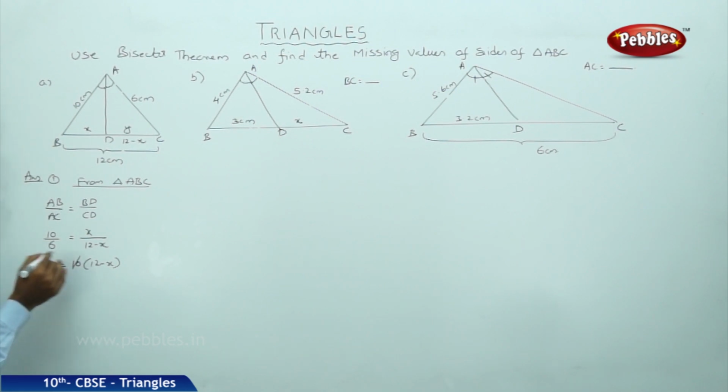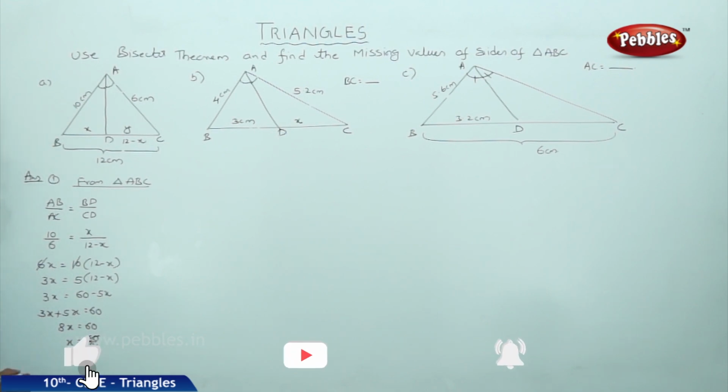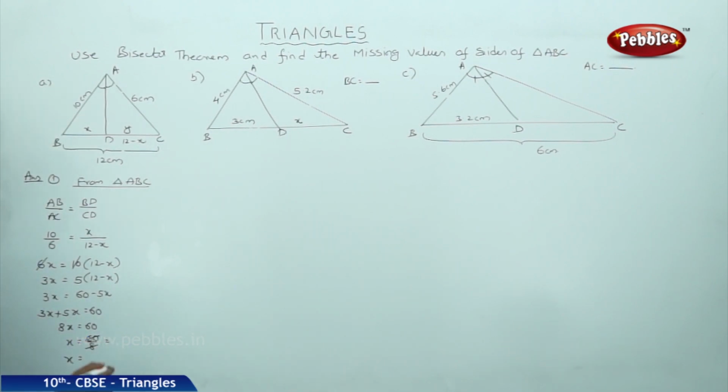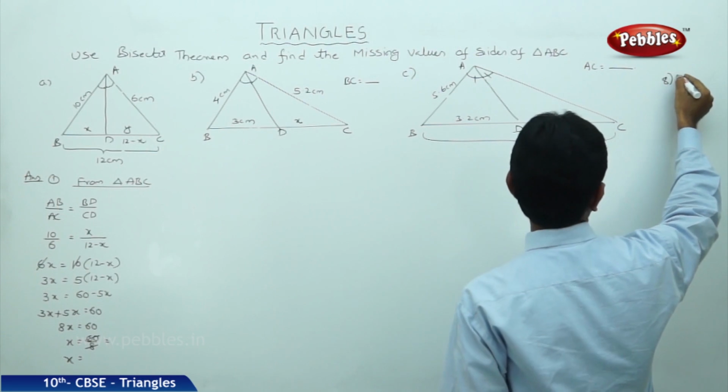Now 2 table, 3 times 3x is equal to 5 times 12 minus x, that is 3x is equal to 60 minus 5x, that is 3x plus 5x is equal to 60, 8x is equal to 60 and x is equal to 60 by 8. Let us see 8 table 60.